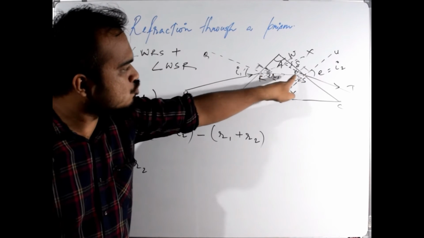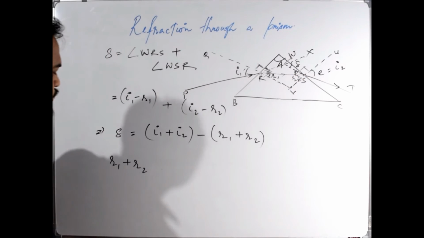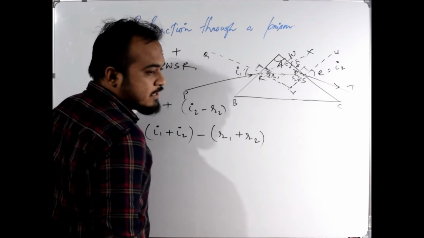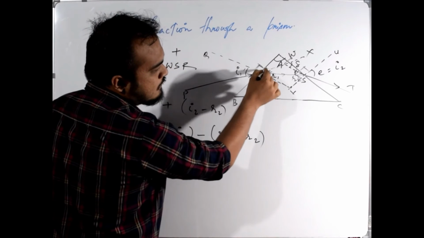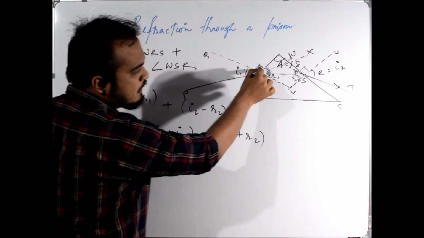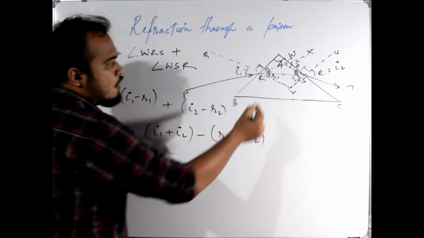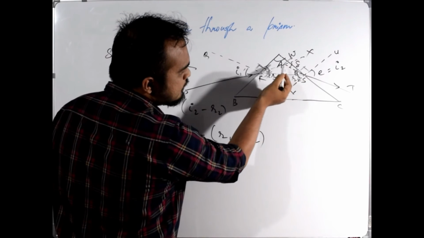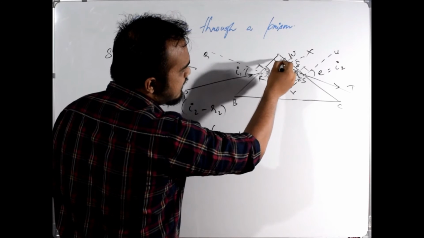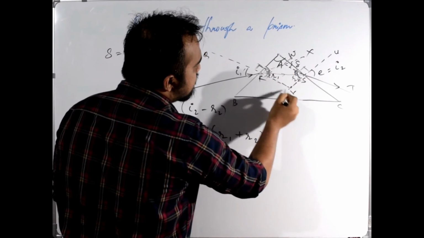So the sum of these two angles will be equal to 180 degree. The sum of the whole angle, this angle plus this angle, will be equal to 180 degree. Now if we see this quadrilateral, this point we have set it to be A, this angle we have set it to be A. So ARVS.